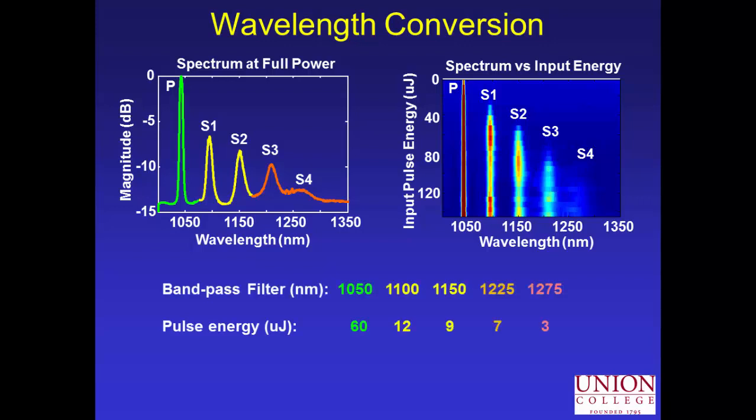And in terms of actual energies, if we stick in bandpass filters, these are the ones that we have in the lab, right at the pump we have about 60 microjoules left at the output of the fiber, and we have about 12 in the first Stokes line, 9, and then about 7 microjoules in the real target wavelength.